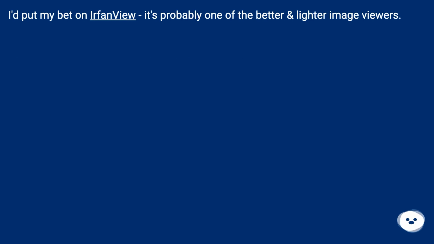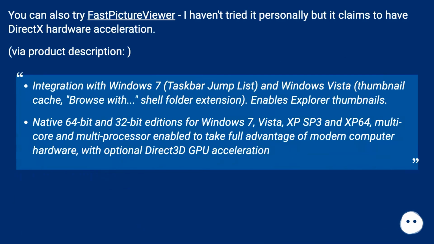I put my bet on FastStone Viewer. It's probably one of the better and lighter image viewers. You can also try Fast Picture Viewer. I haven't tried it personally, but it claims to have DirectX hardware acceleration. Via product description: integration with Windows 7, taskbar jump list, and Windows Vista thumbnail cache, browse with shell folder extension, enables Explorer thumbnails. Native 64-bit and 32-bit editions for Windows 7, Vista, XP SP3 and XP64, multi-core and multi-processor enabled to take full advantage of modern computer hardware, with optional Direct3D GPU acceleration.